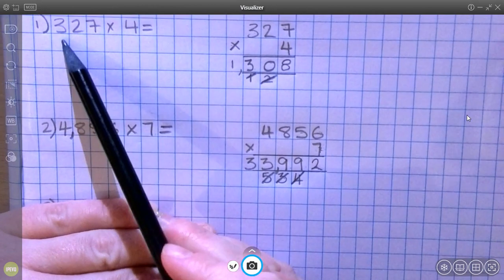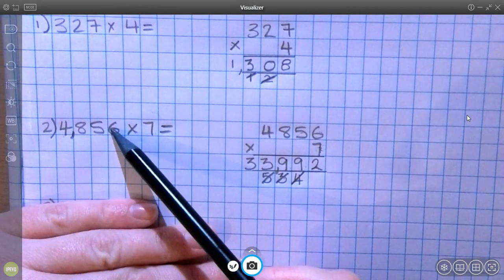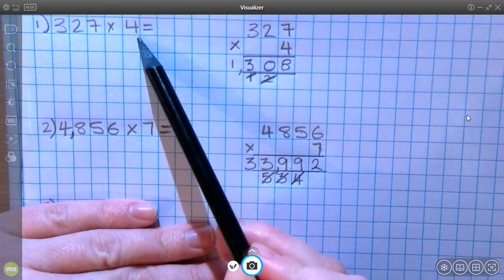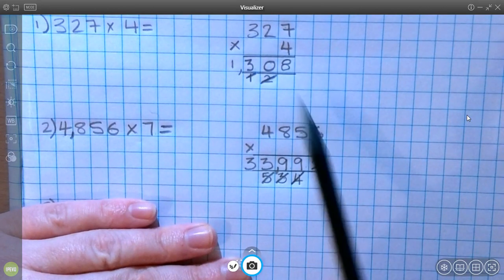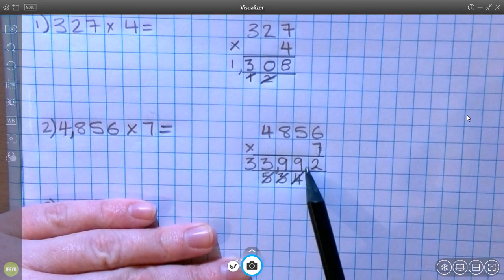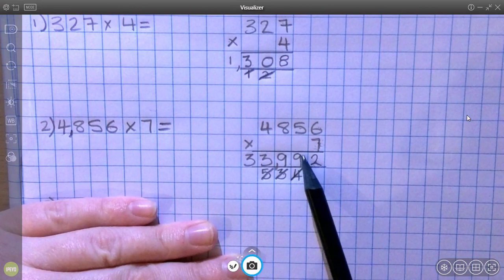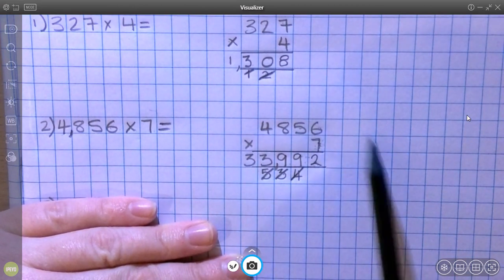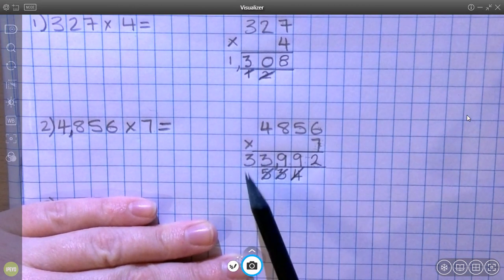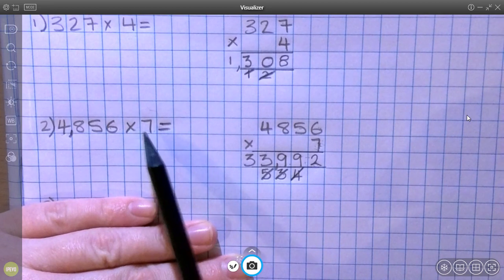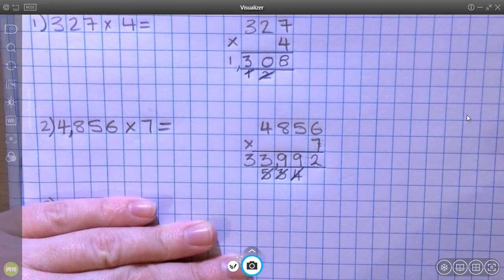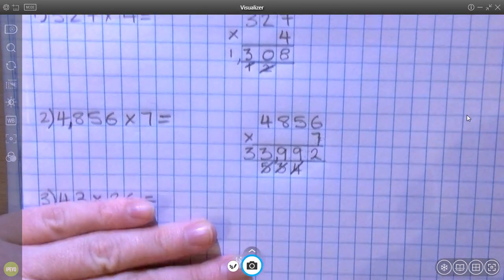Multiplying a 2, a 3 or a 4 digit number by a 1 digit number. So you should only have 1 line of answers in your formal method. And you need to write it out like this to work it out. You can't work it out in your head because something might just go a little bit wrong. Let's look at some long multiplication now.